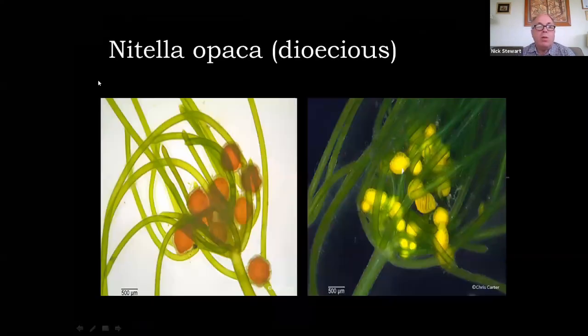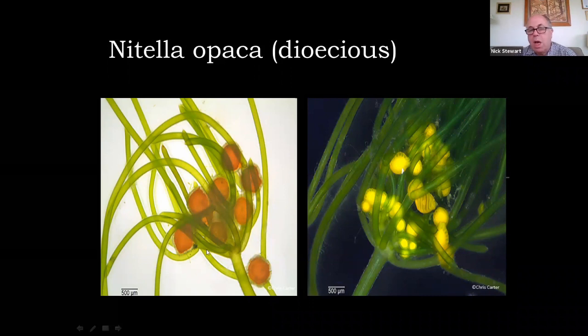The two most common Nitellas are Nitella opaca and Nitella flexus, and unfortunately the only way of separating those two is if they're fertile. Nitella opaca is dioecious, so you've got the male on separate plants from the female plants. And unfortunately, particularly in the later season, you will be very unlikely to see fertile plants. They tend to stop being fertile around about the beginning of August.